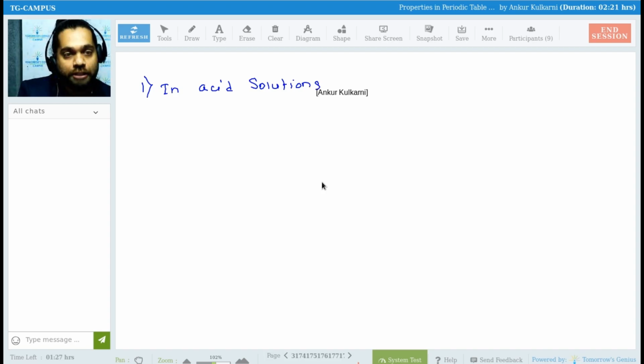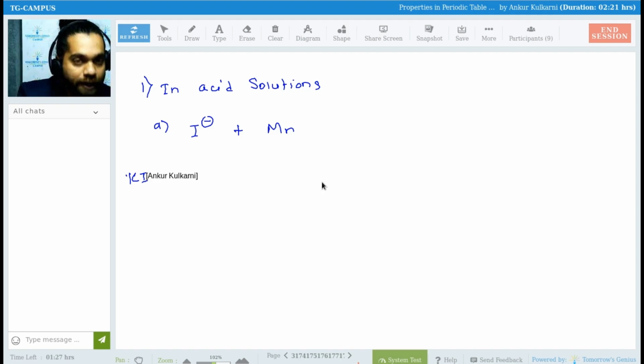In acid solutions, how will it behave? Suppose I have iodide, I minus. If I treat iodide with KMnO4, I am writing the ionic reactions. When I write I minus, imagine I have KI or NaI. So I minus, if I treat it with KMnO4, that is your permanganate.